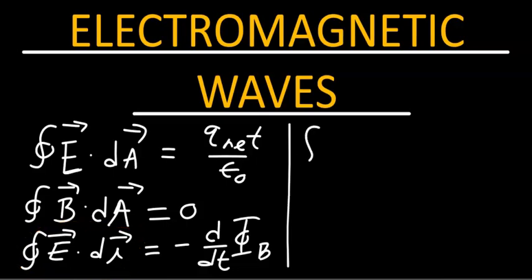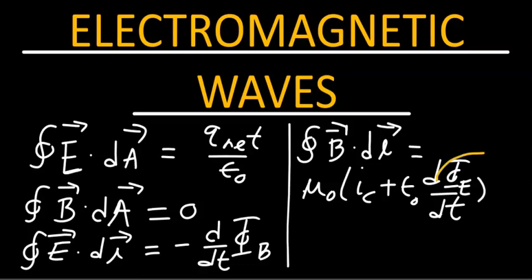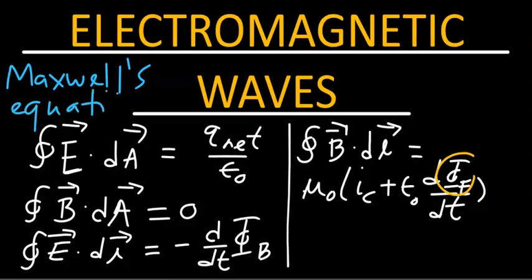The final equation is what we call Ampere's law, that states a line integral of magnetic field around a closed path equals the following: mu naught times the conduction current plus the part that comes from the displacement current. We note that this is the electric flux through a given surface area. This set of four equations is known as Maxwell's equations. Maxwell's equations are the backbone of electromagnetism.